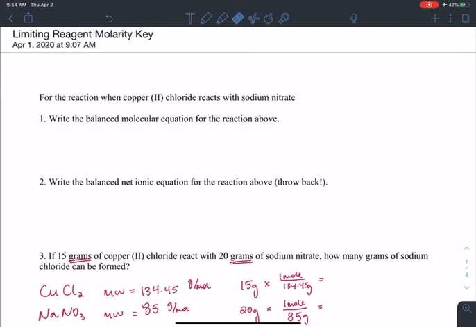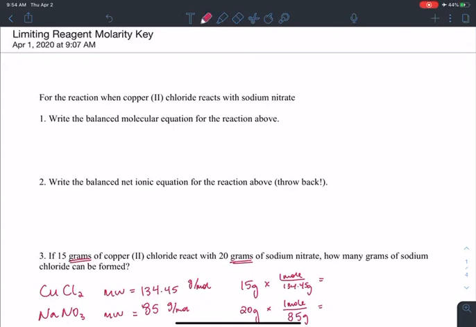Howdy, everybody. So today we're going to be talking about limiting reagents and molarity. So the first thing that we're going to have to do is write out the balanced molecular equation that's described when copper chloride reacts with sodium nitrate. You can pause the video and go ahead and give that a shot if you want.